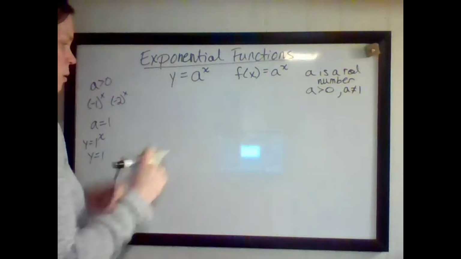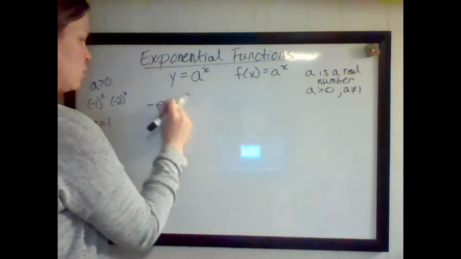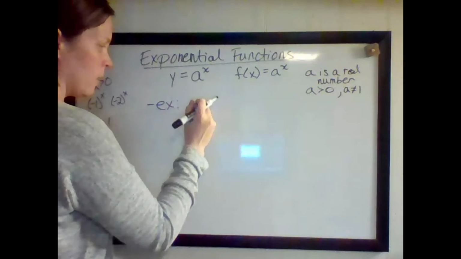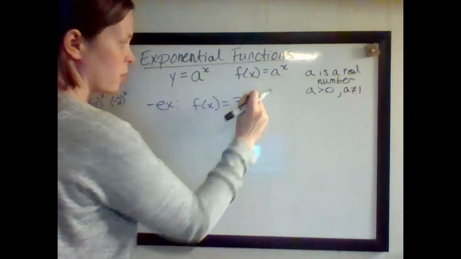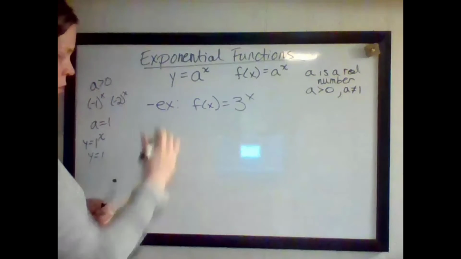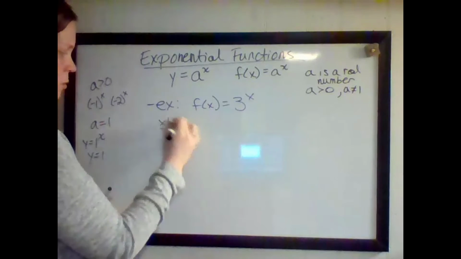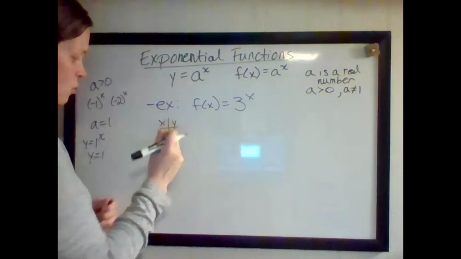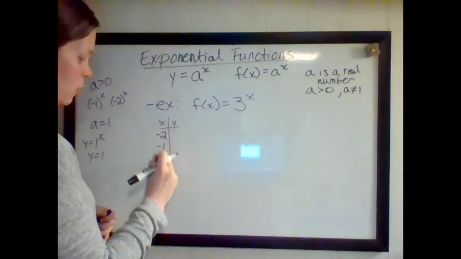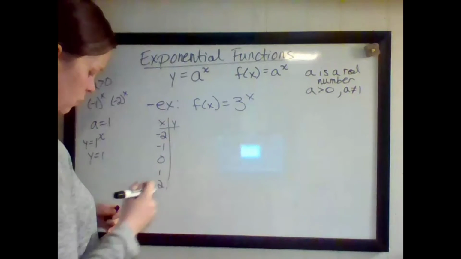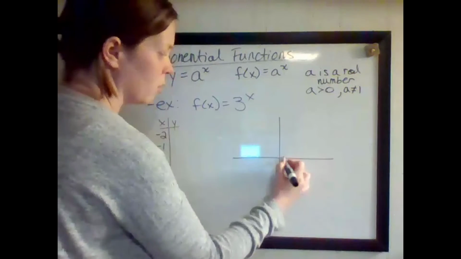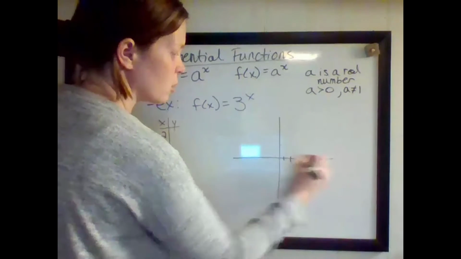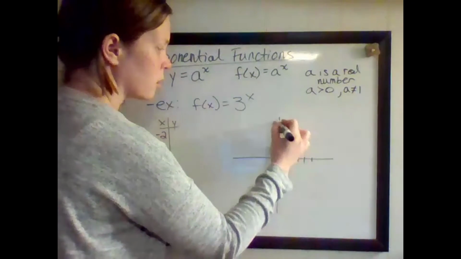So let's jump into an example. Let's do y, or f of x, either way, equals 3 to the x power. To get an idea what this looks like, let's just plug in some numbers and see what happens. Let's do negative 2, negative 1, 0, 1, and 2. It's usually good, when we first try to understand what some sort of equation or function looks like.